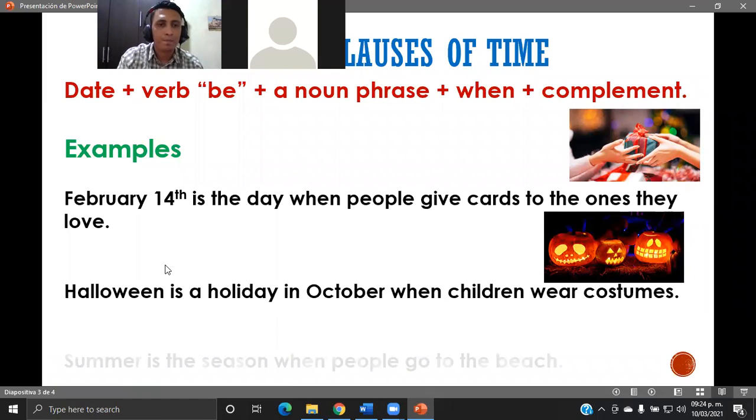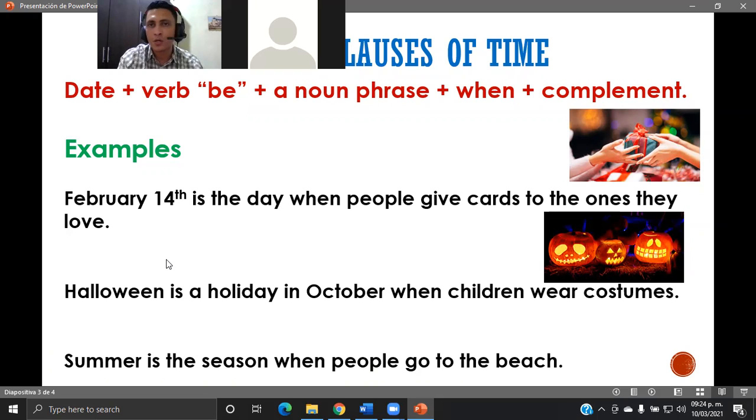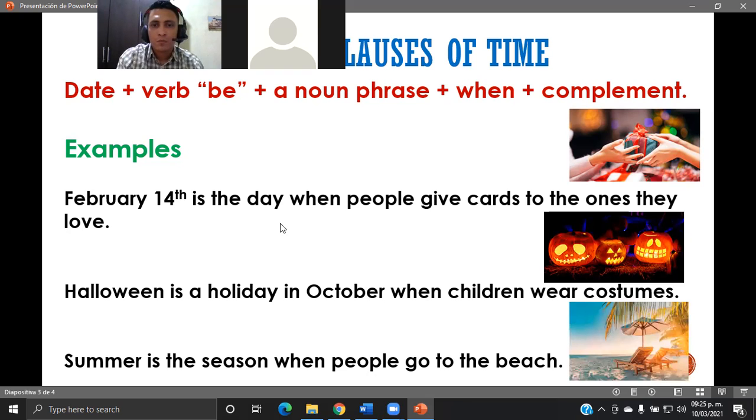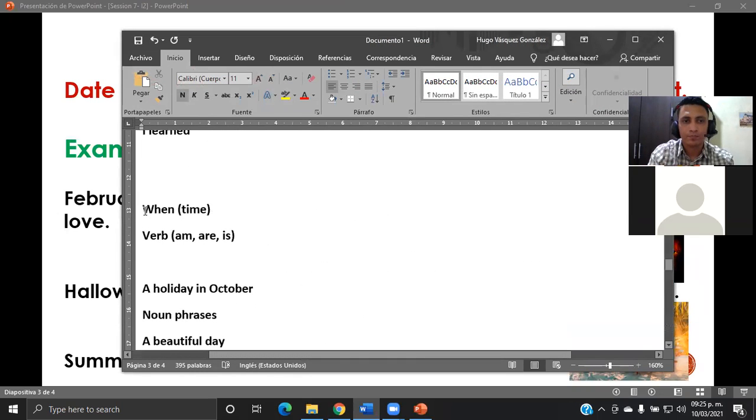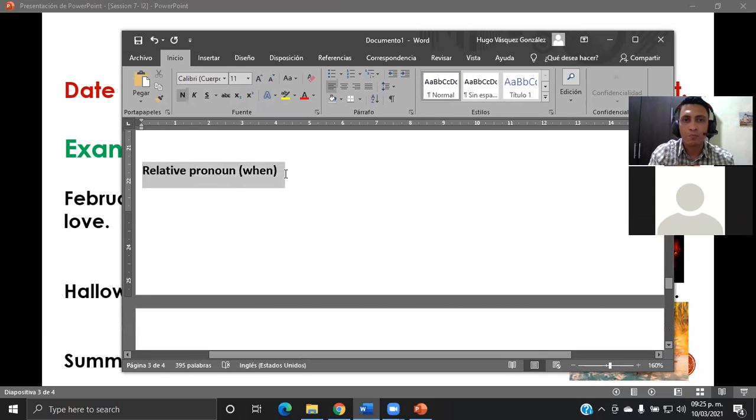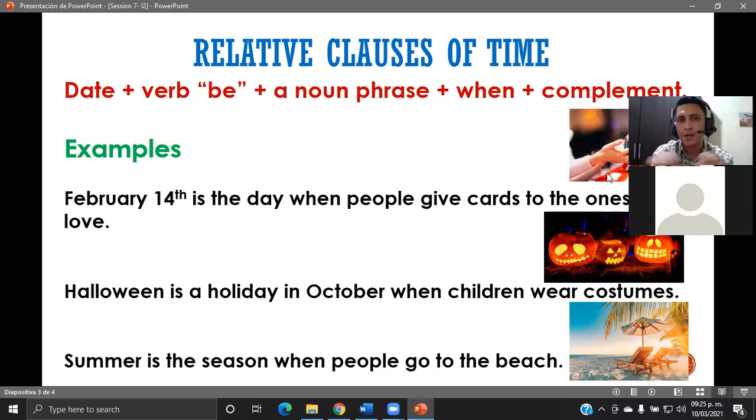In the last example that I was giving you, summer, the season when people go to the beach. We have different seasons: winter, summer, spring, autumn, or in some cases, fall. We are in summer, by the way. Summer is a season when people go to the beach. So we're getting ready to go to the beach, you know? Questions? No? Okay. This is the way we use the relative clauses with that specific relative pronoun. The relative pronoun is when. And we use them to connect ideas.